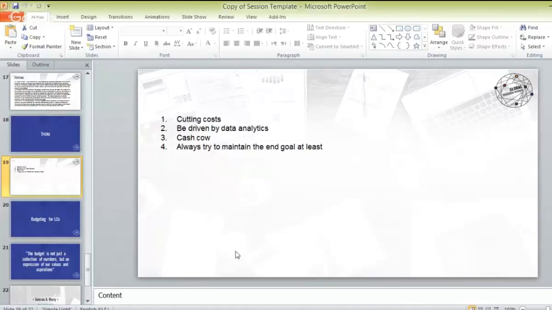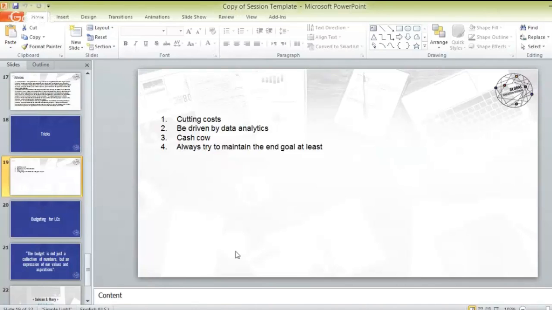The second one is always be driven by data analytics, because as smart or as professional as you might get, data always shows you stuff that you cannot see, or that's not really clear in front of you. You will get to see everything from a different perspective when you analyze stuff.